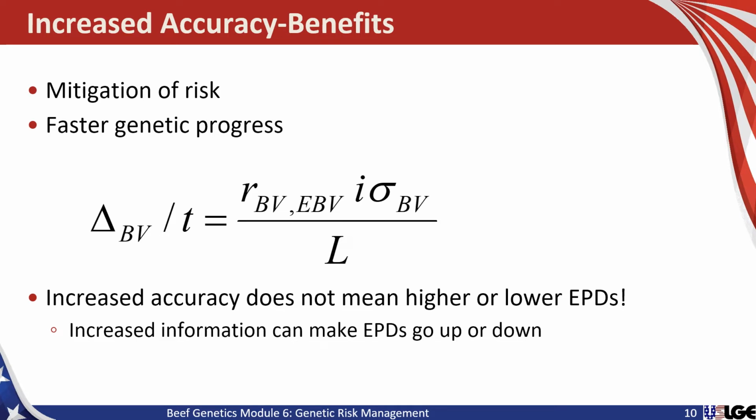It's important to note here, though, that increased accuracy does not mean higher or lower EPDs. EPD accuracy is simply a measure of the amount of information used to calculate the EPD, and adding information to our genetic prediction system can result in EPDs going up or down. Those are independent of the amount of accuracy, but certainly increasing accuracy means our predictions are more accurate or more reliable.